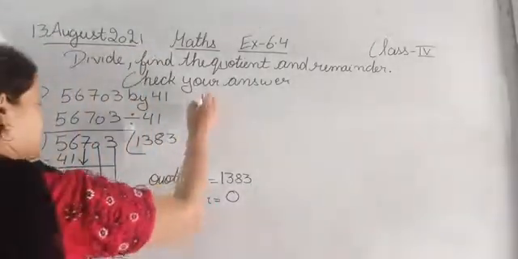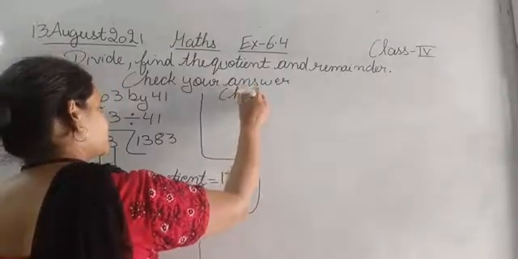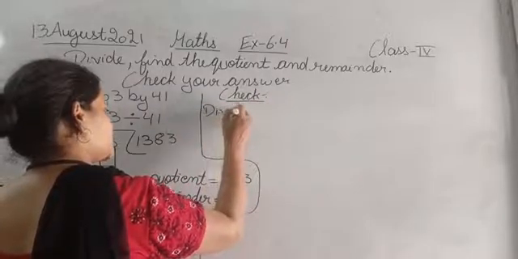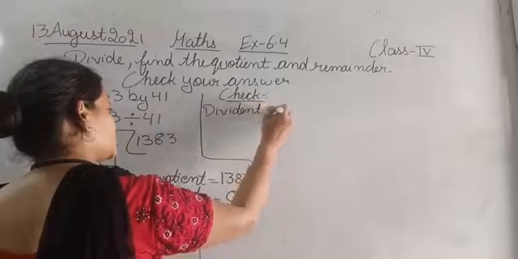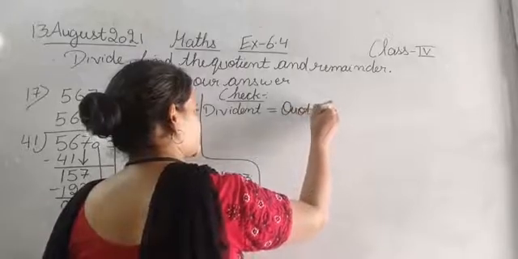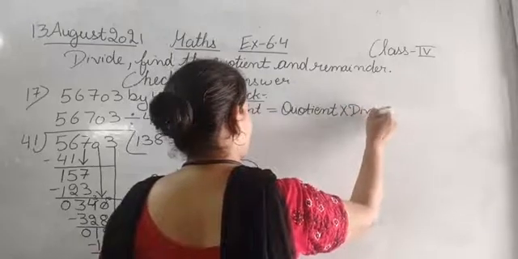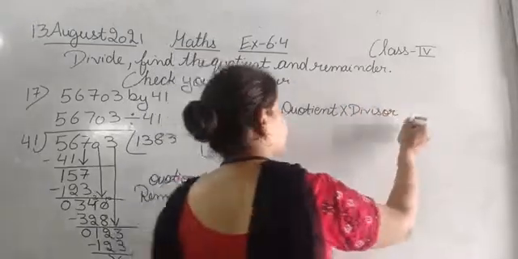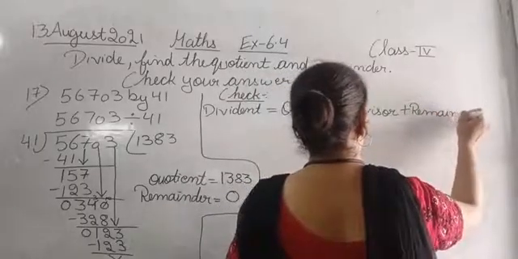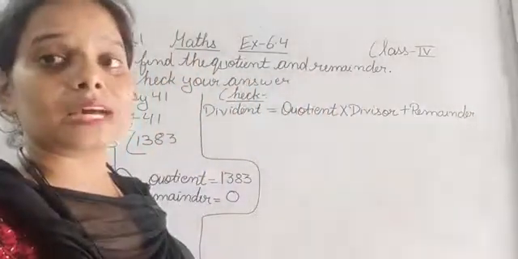So we will check by applying the formula of check. The formula is dividend is equal to quotient multiply divisor plus remainder. Quotient multiply divisor plus remainder.